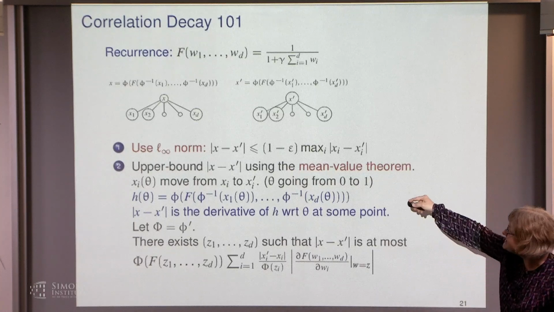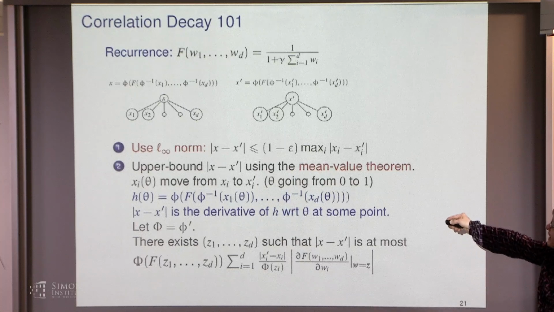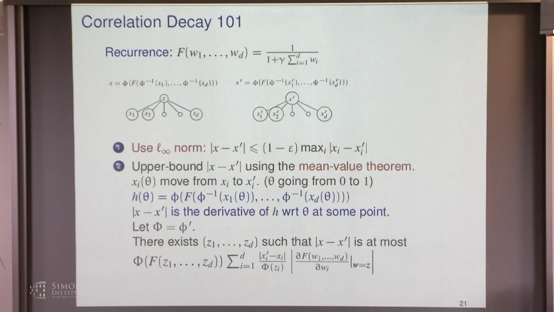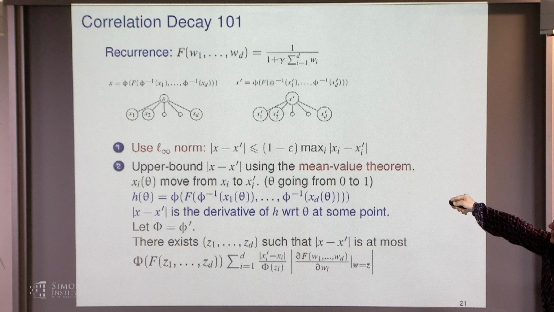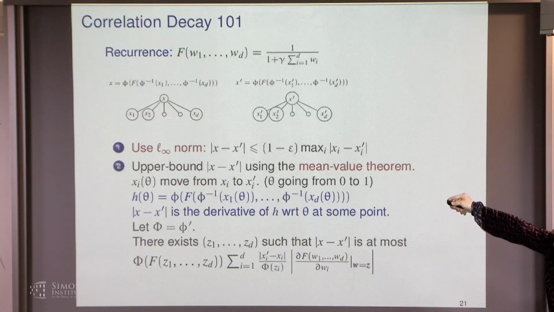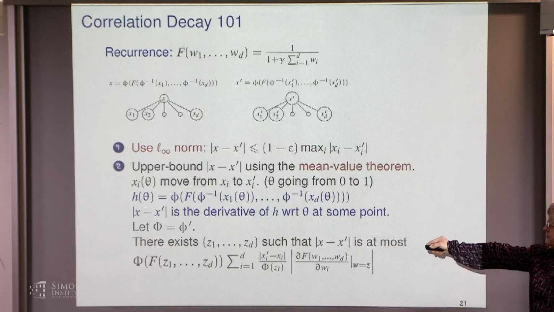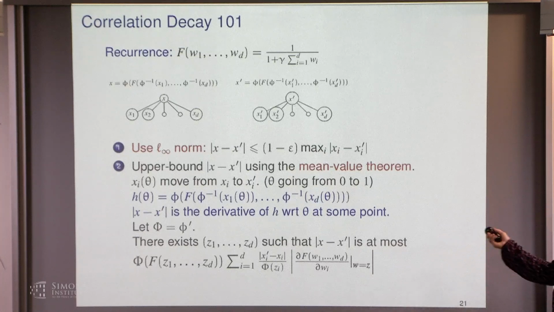Okay, so you've got these distances. You've got some potential function. Maybe you hope that, given the potential function, the distances will go down. How are you going to do that? Now you just use the mean value theorem, and you know that there's some point between the potentials here and the potentials there, such that the difference in potentials at the root is just the derivative of the recurrence.